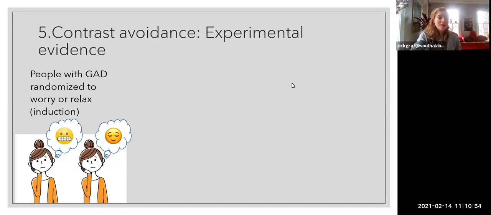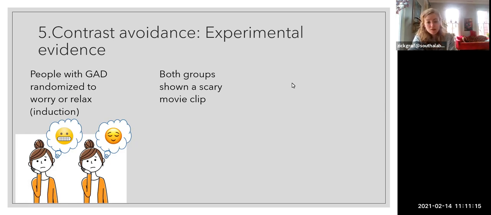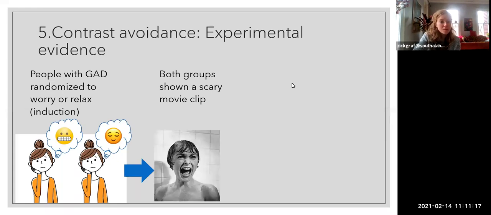So in a study that provided some experimental evidence of the function of worry as contrast avoidance, people with generalized anxiety disorder were randomly assigned to two conditions. Either they would allow themselves to worry, or they would try to relax. Next, both groups of people with GAD, those who had just worried and those who had just relaxed, were shown a scary movie clip from the movie Psycho.